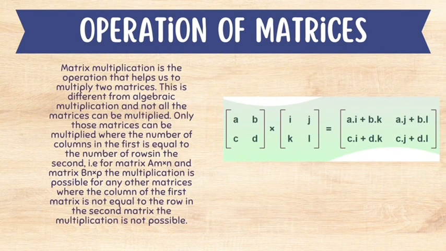Matrix multiplication is the operation that helps us to multiply two matrices. This is different from algebra multiplication, and not all matrices can be multiplied. Only those matrices can be multiplied where the number of columns in the first is equal to the number of rows in the second. For matrix A, m multiplied by n, and matrix B, n multiplied by p, the multiplication is possible. For any other matrices where the columns of the first matrix are not equal to the rows in the second matrix, the multiplication is not possible.